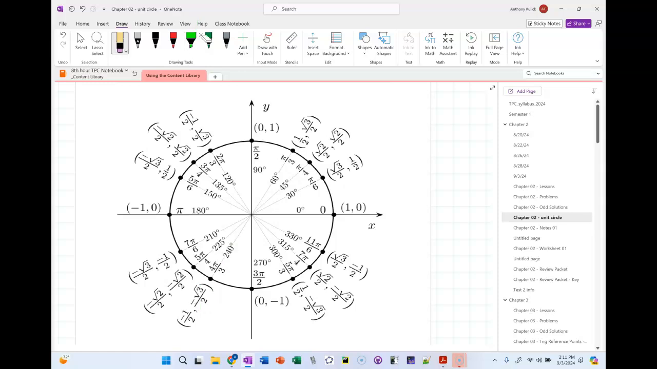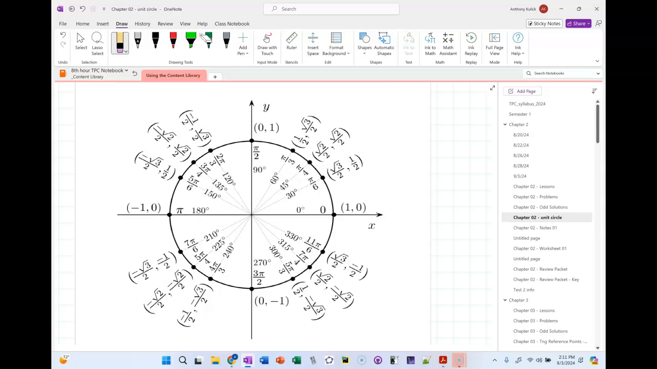What if I asked you for tangent of 405? Wait a minute, Mr. Kulik. I'm looking at this thing, and there's no 405 on here. What the heck do I do with that? And I'd say, you're right, 405 is not on there. But is there an angle coterminal to 405 on there?